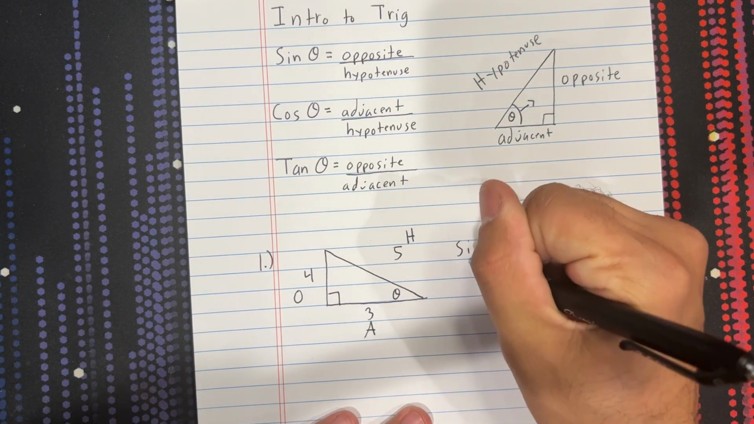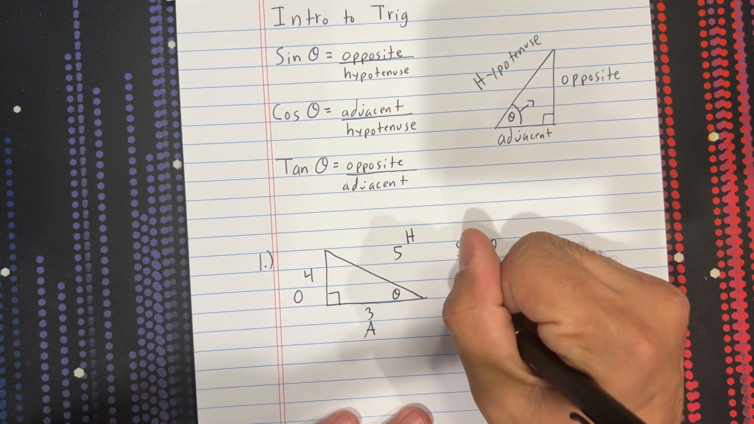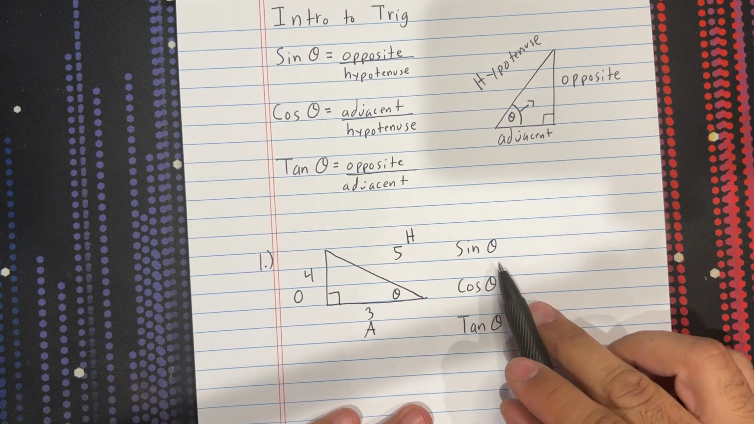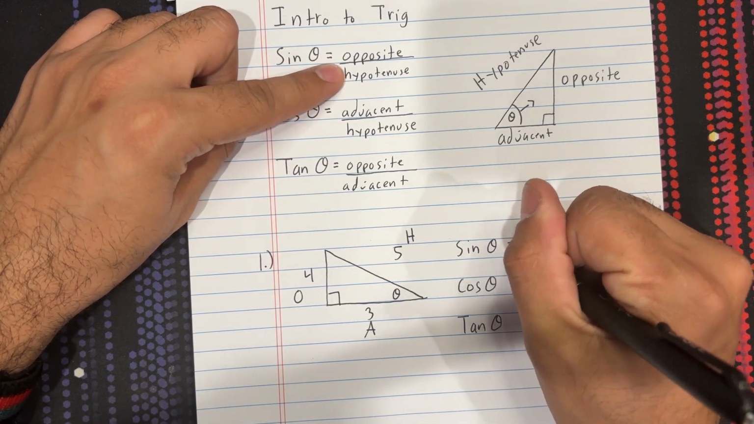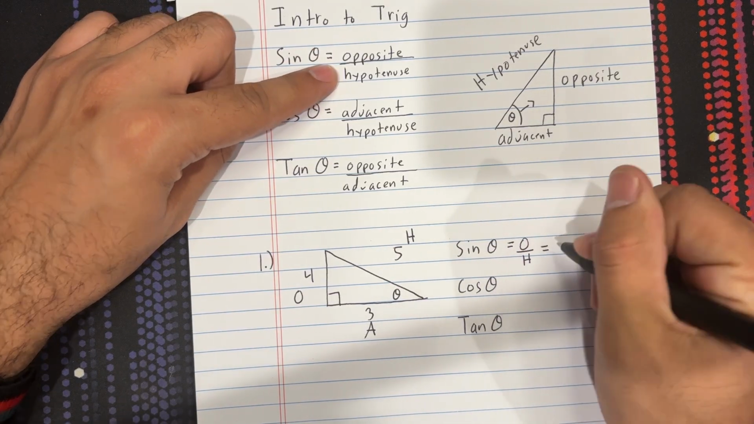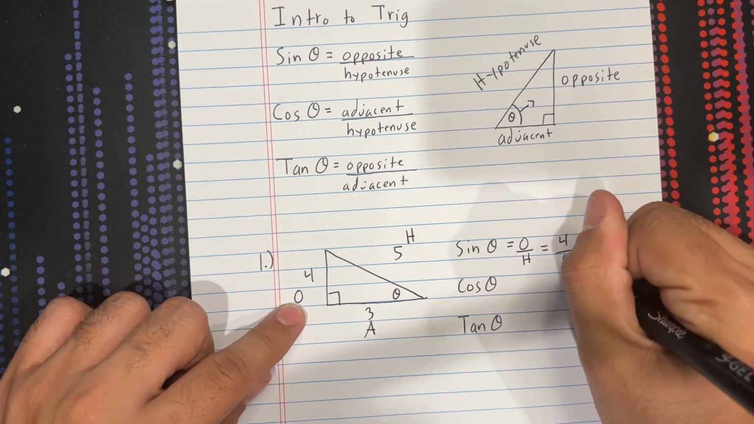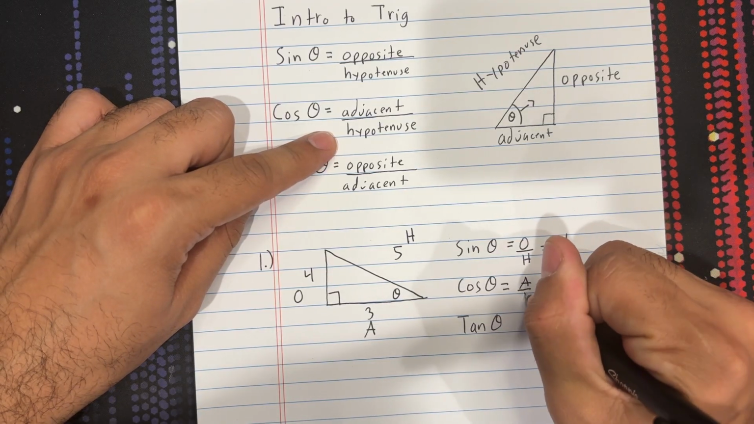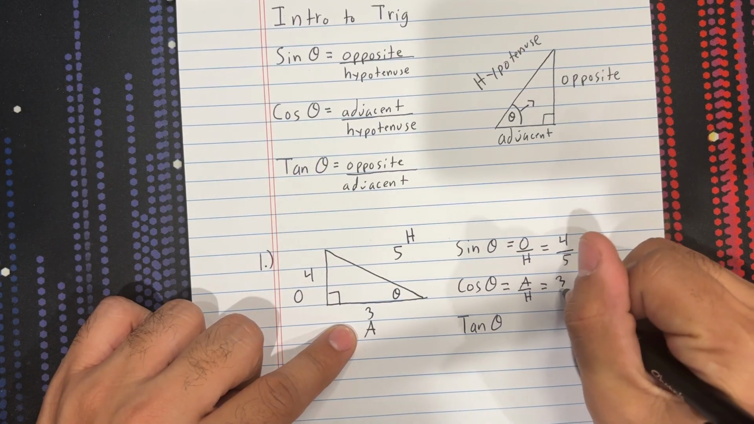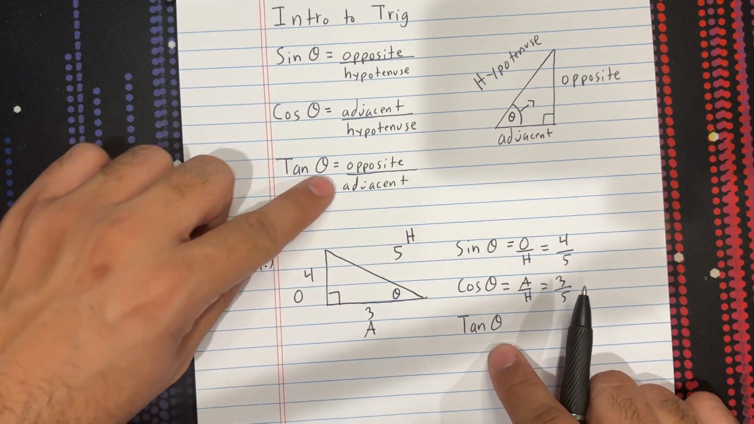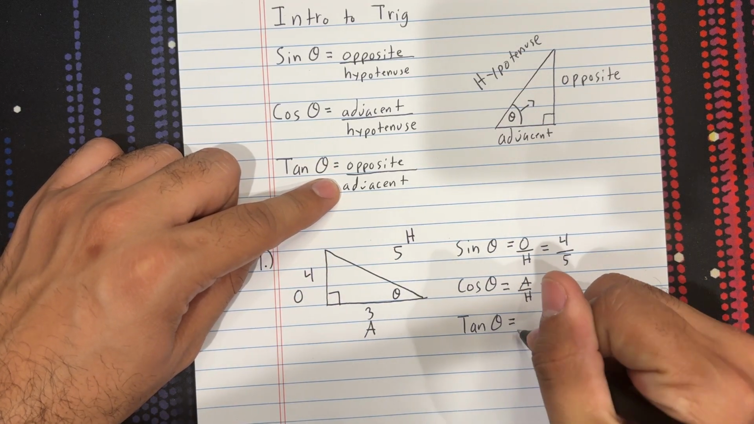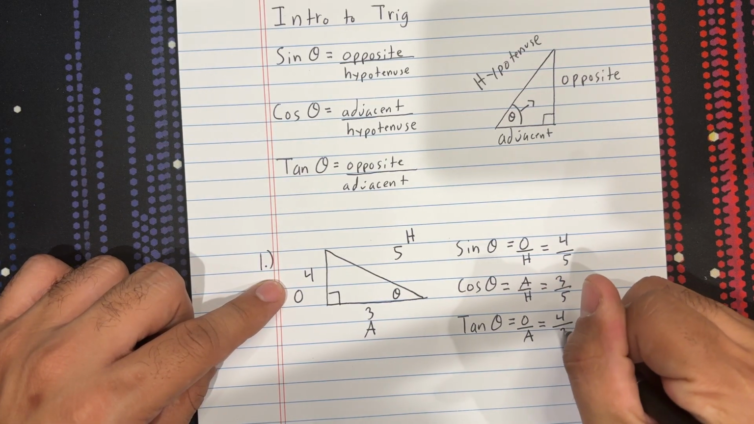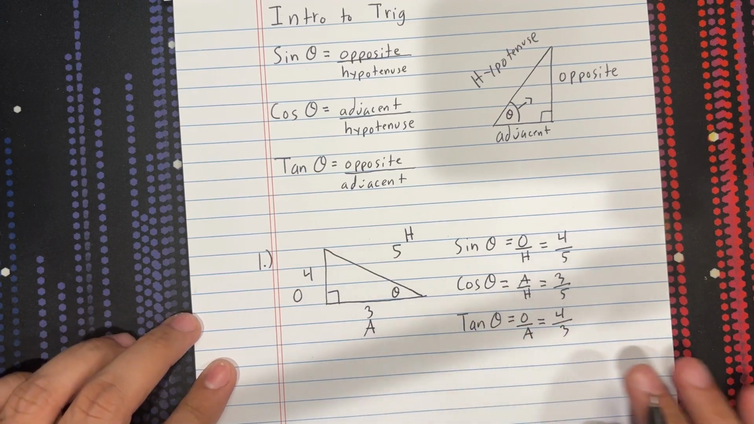To write all three trig ratios, sine theta, cosine theta, and tangent theta: sine says it's opposite over hypotenuse, so I'm looking for my O over H. In this case, the opposite is 4 over 5. For cosine, AH, adjacent over hypotenuse, in this case, 3 over 5. And for tan, we need the opposite over the adjacent. So therefore, we need O over A, which in this case is 4 over 3. And that's our trig ratios right here for this first example.